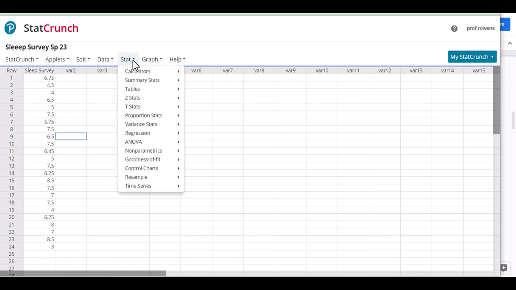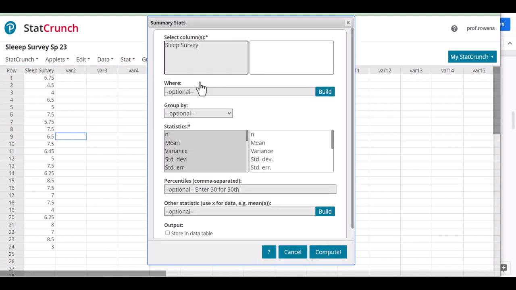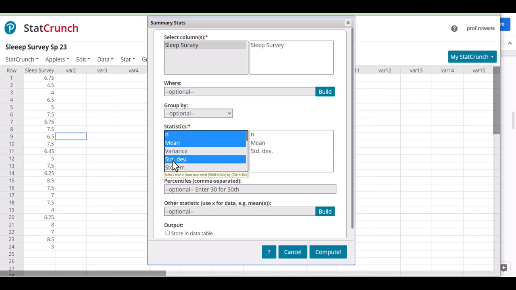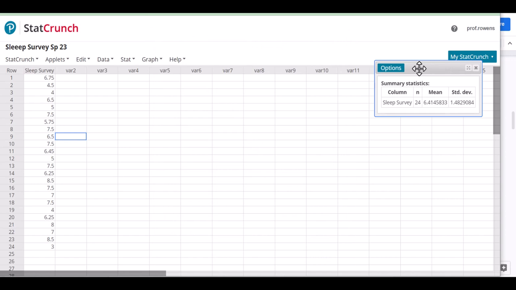So let's go to our summary stats, and we want to do columns, select sleep survey. Even though we can see here n is 24, let's just select n. We want also the mean, so hold control, and standard deviation. Then what's over here in this white box is what we're going to find: the sample size, the mean, and the standard deviation. Then click compute.